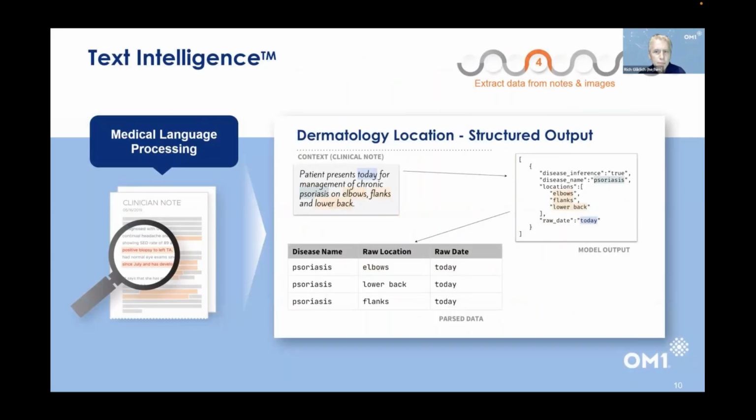So let's talk about this process of extracting data from notes and images, because it's relatively new, meaning over the past 4 or 5 years. It's highly accurate and it's highly reproducible. So this is an example where we're leveraging medical language processing. Now, there are different ways to pull unstructured information into structured data for research purposes.